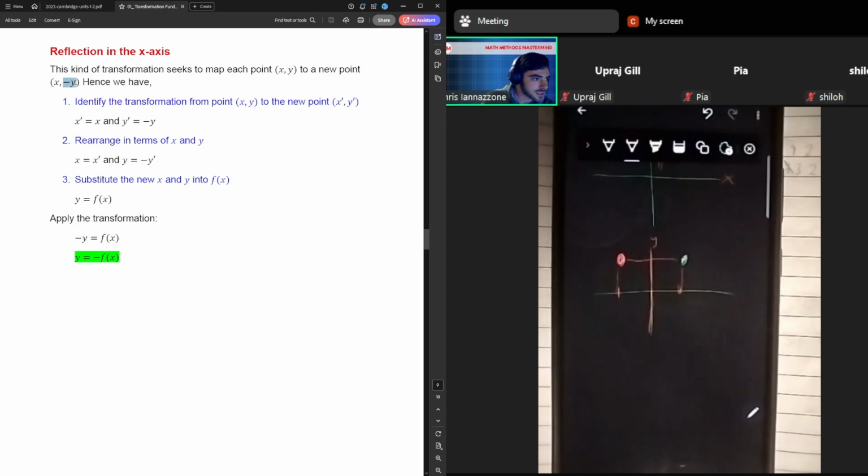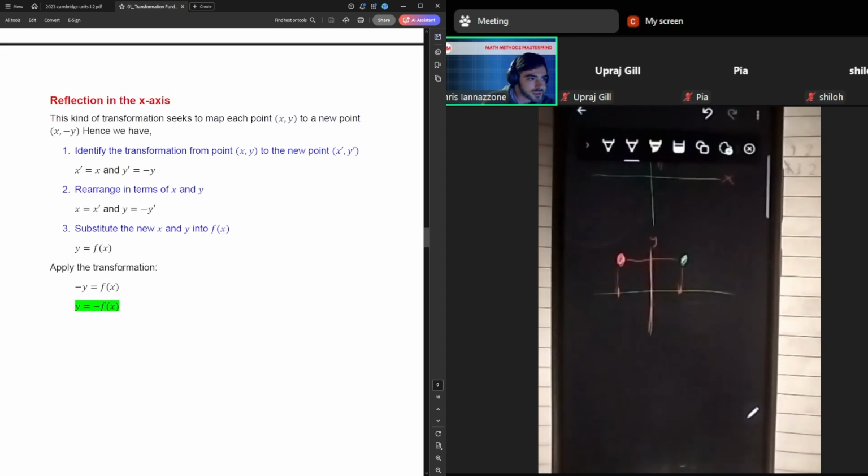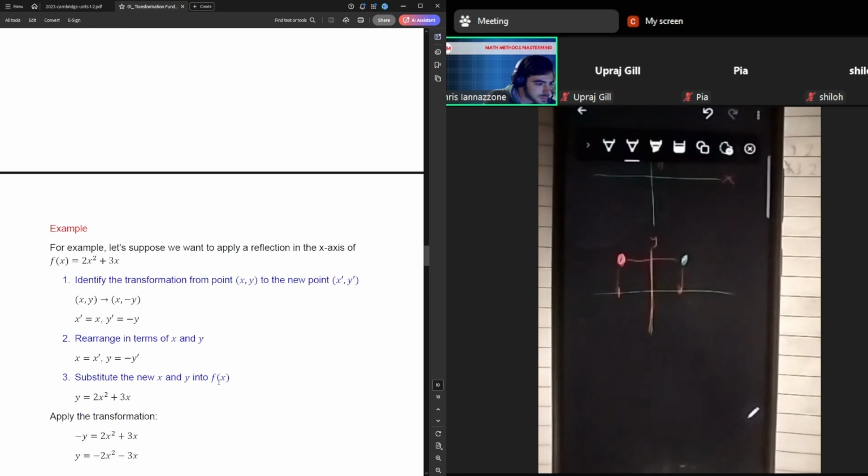Reflection in the x, again, going to have a negative on the y this time. Normally when you sub it in, it'll end up on the left because it is a y transformation, but we manually move it over. So reflections in the x can always be done by making a negative on the entire function.